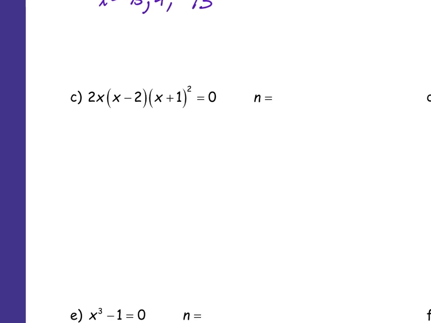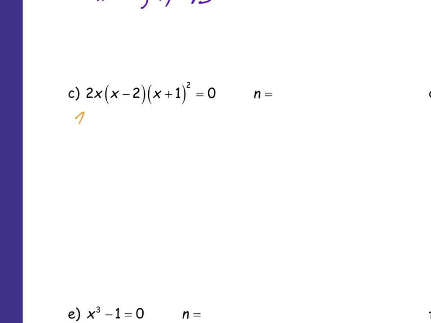Okay, C, there was just a question on, because this has an x with it, I'm not going to divide by 2, but I can. I can divide by 2, and then it would just be x by itself. That's fine. Or I can leave it as is. And then this becomes x minus 2 times x plus 1 times x plus 1 equals 0.